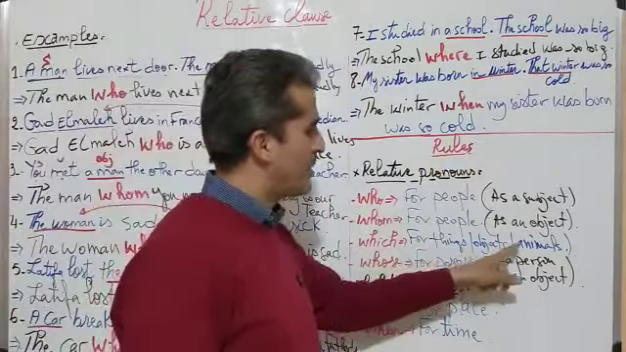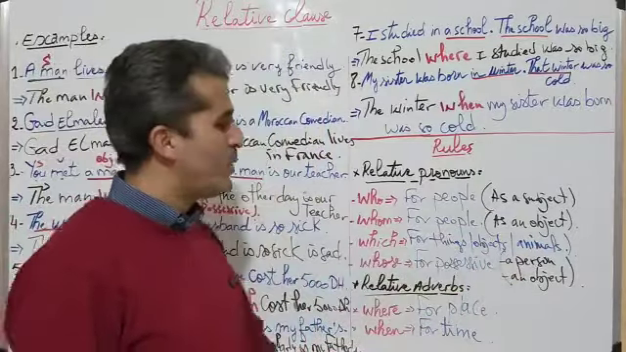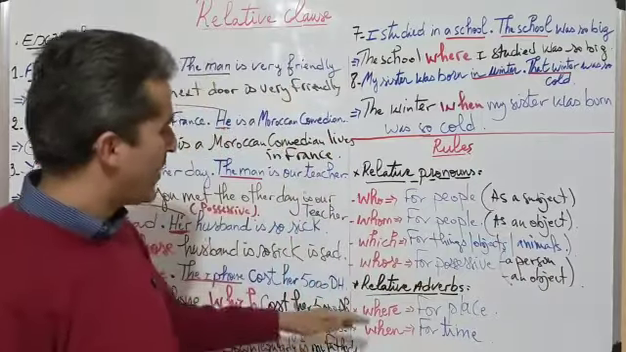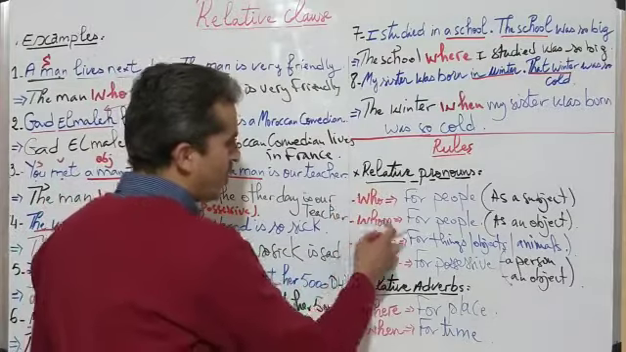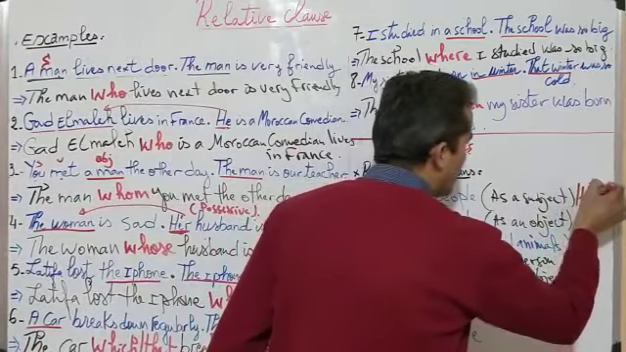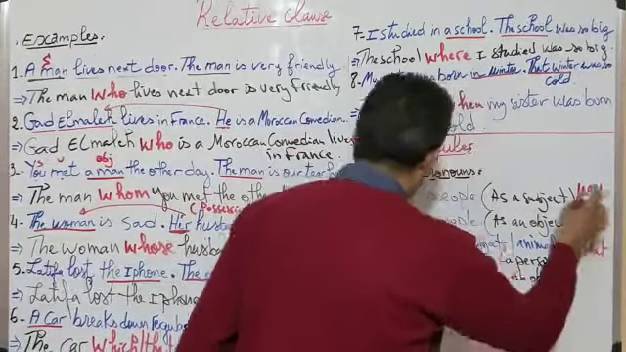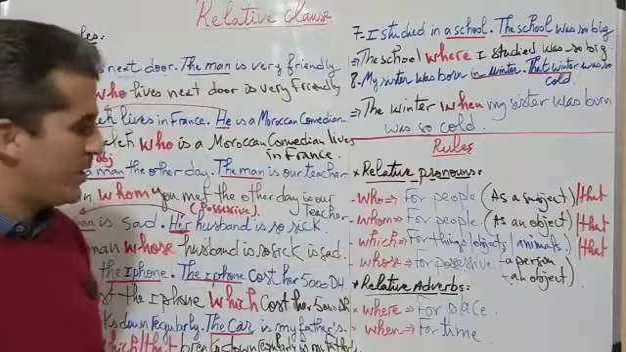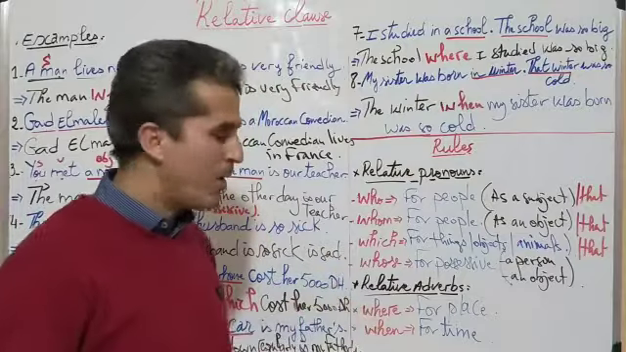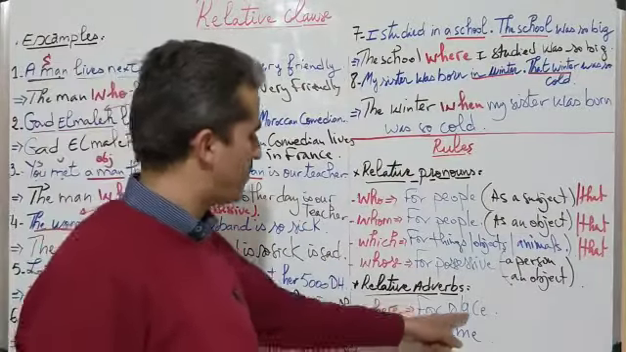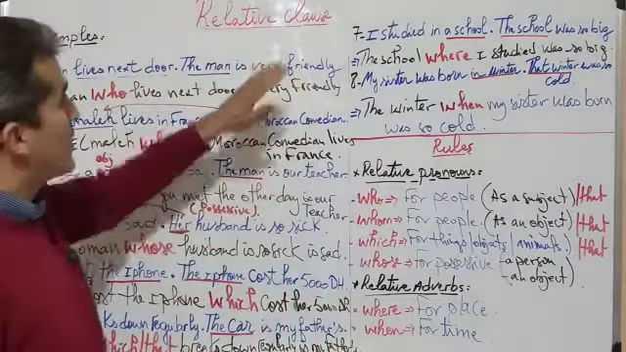Which is for things or objects or animals. Whose is for the possessive case, when we find her, his, their, etc. This is for relative pronouns. We can use also that. We can use that instead of who or whom or which. For relative adverbs, we have where and when. So where, maybe most of you know that, we use it for place, and when for time. So this is the lesson of relative clauses.